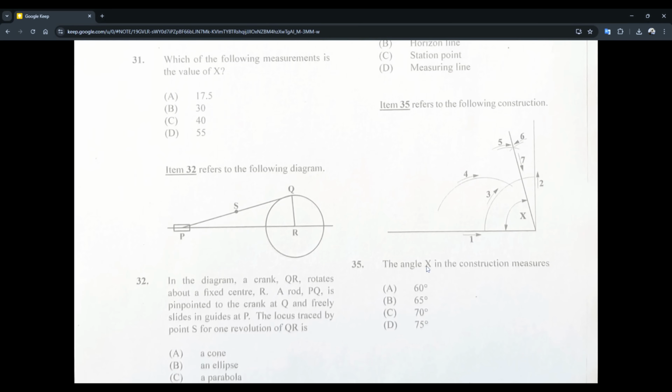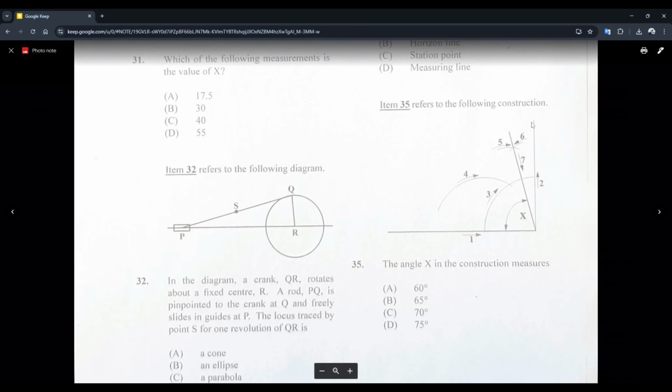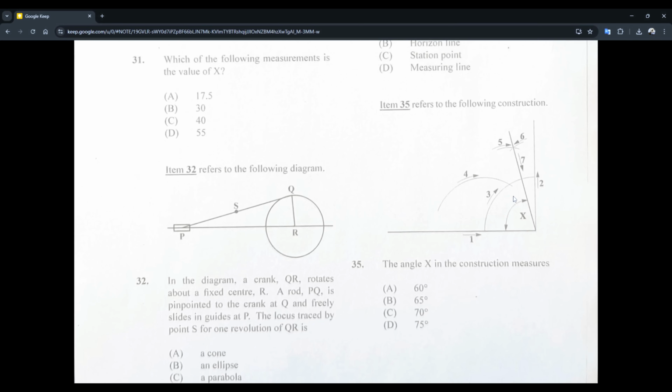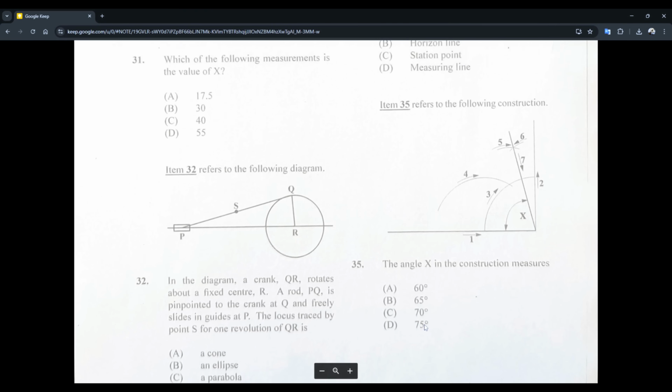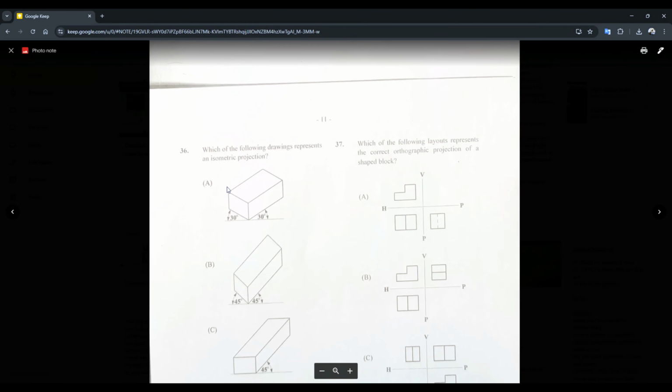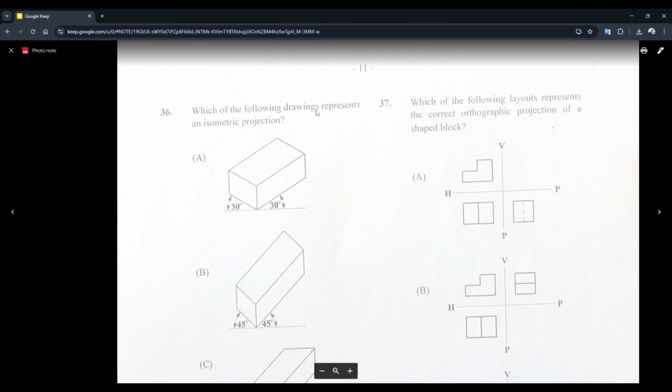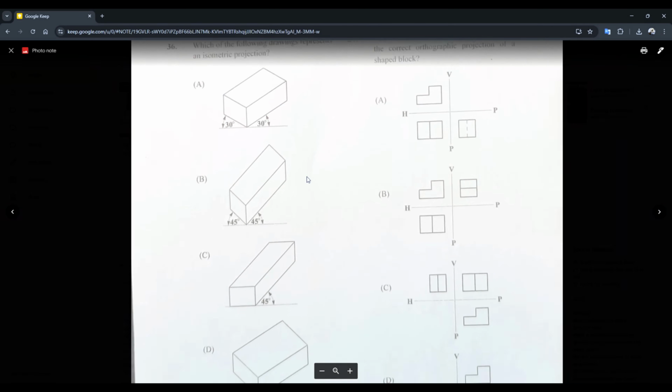Number 35, the angle X in the construction measures. So this is X here, right? We have what looks like a 90-degree angle. And this is a common question, by the way. This is a 60-degree angle here. This is 90. And what they did was they bisected it. So this is 75 degrees. Number 35, 75.